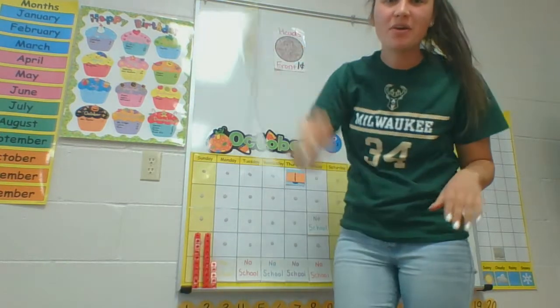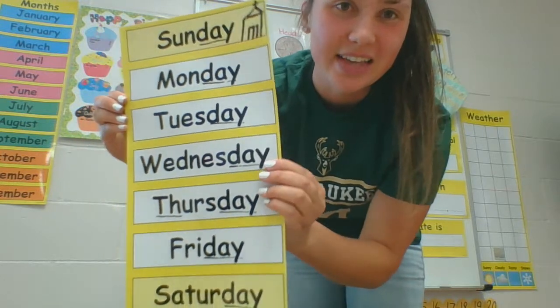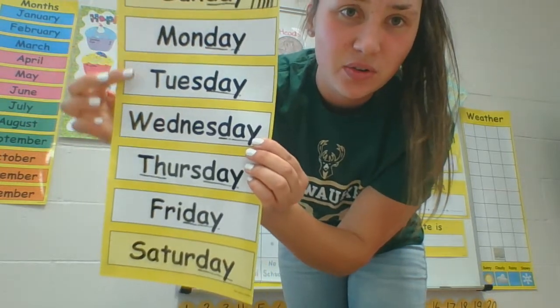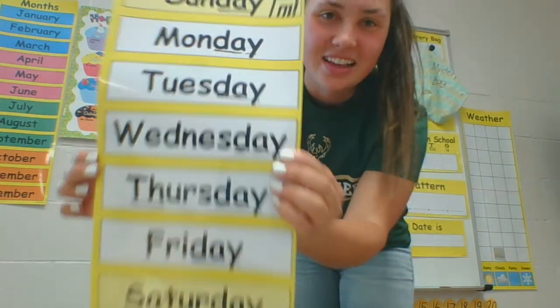Hey, kindergartners, good morning. It's time for your last math meeting of the week. So here we go, let's do it. You know what comes first, as always? How many days are there in a week? Let's count it today. 1, 2, 3, 4, 5, 6, 7. 7 days in the week.